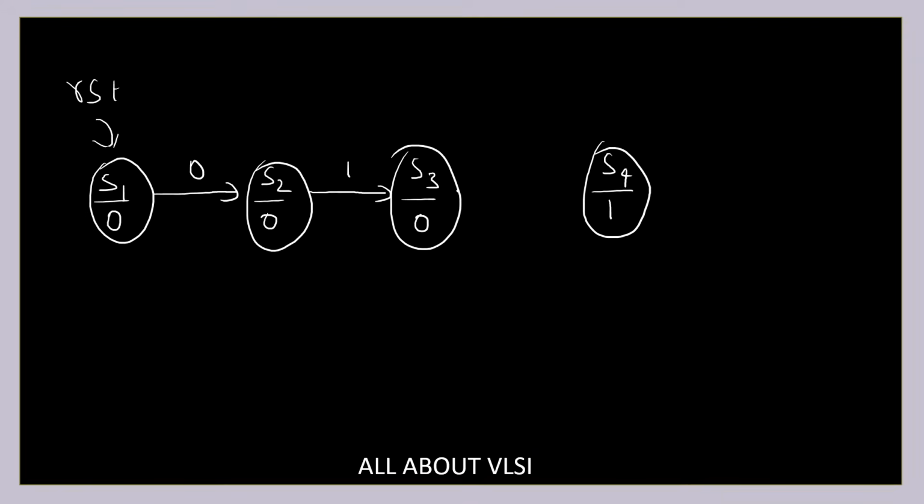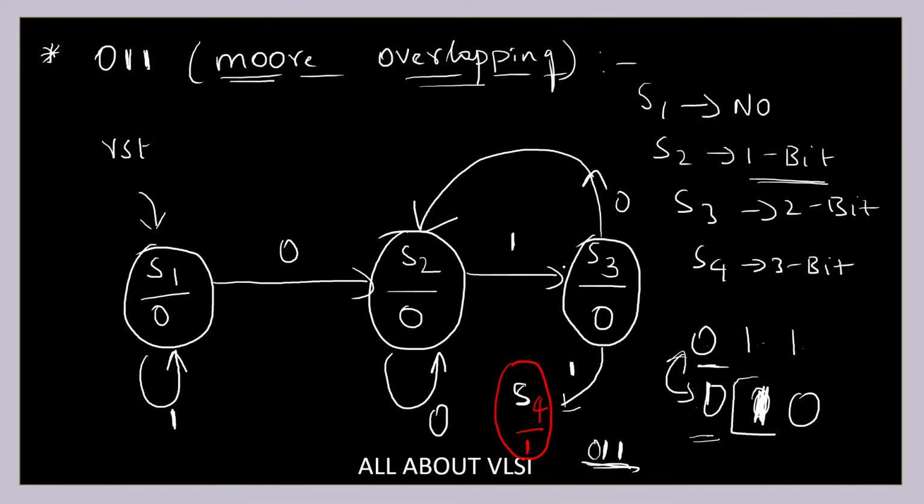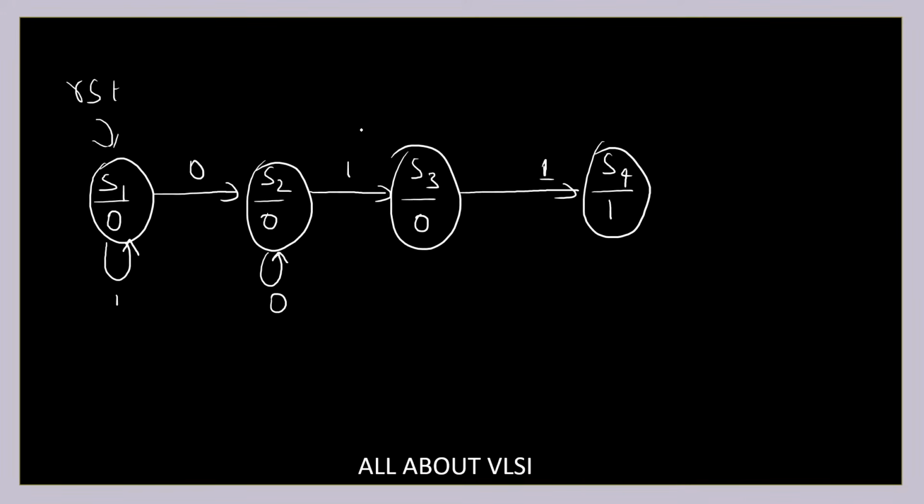And if you got one more 1, you have entered into S4. If 1, you're staying over here. If 0, you're staying over here. And if you are in S3 and you got 0, you're coming back to S2. Now tell me, I'm in my S4 state and I have the sequence 0, 1, 1.